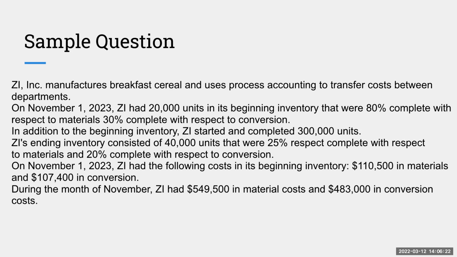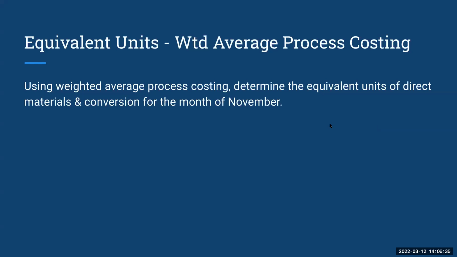We had 110,500 in materials and 107,400 in conversion. And then during the month, we had 549,500 in materials and 483,000 in conversion costs. So the first part we're going to be looking at is: what is the equivalent units of direct materials and conversion for the month of November?